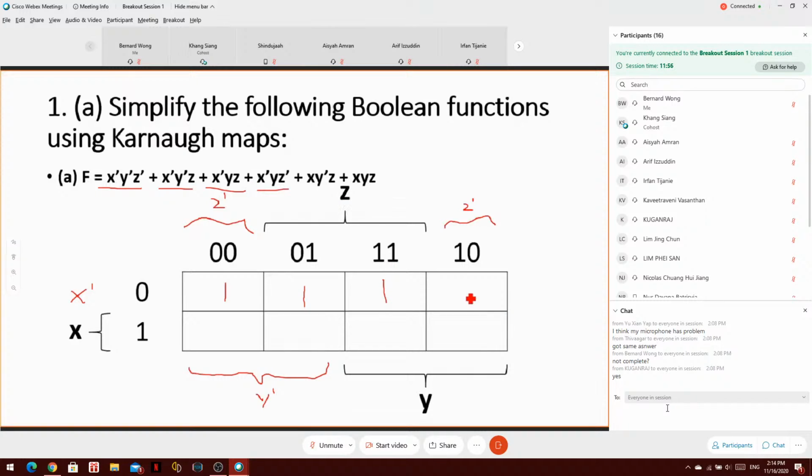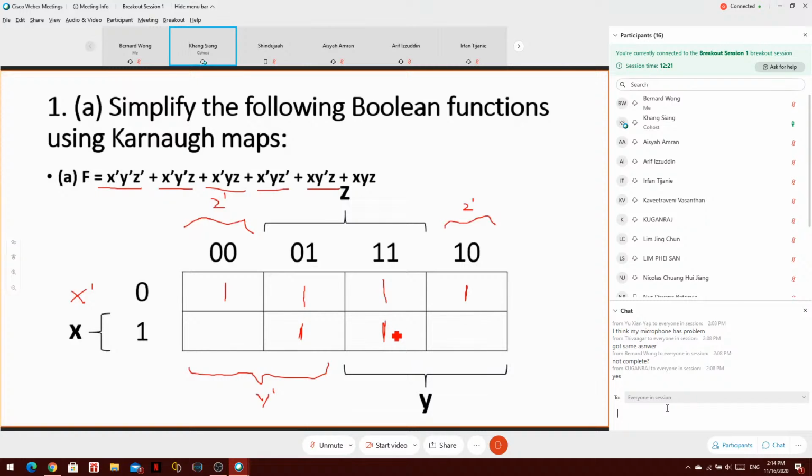Next one, not X again, then Y is here, these 2 boxes, then not Z here. And then this one, belongs to X, so down here, all the X here, but it's not Y is here, Z is here. And then X, Y, Z, all X, Y, and Z here.